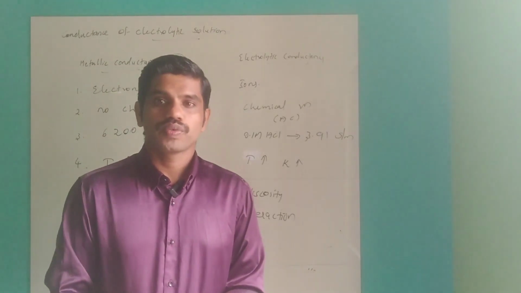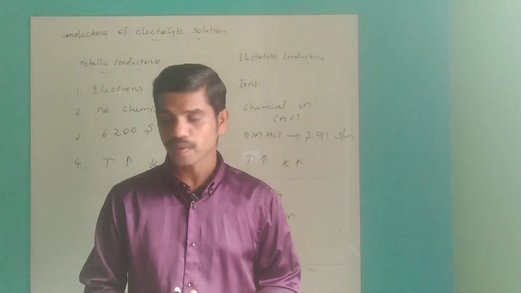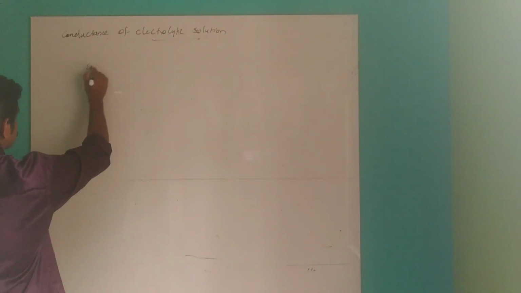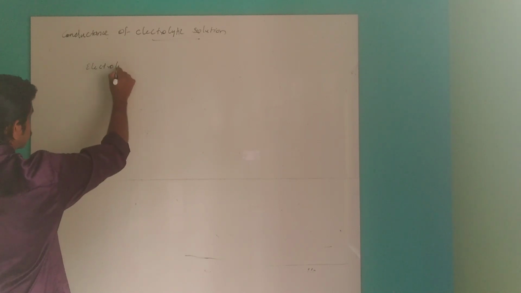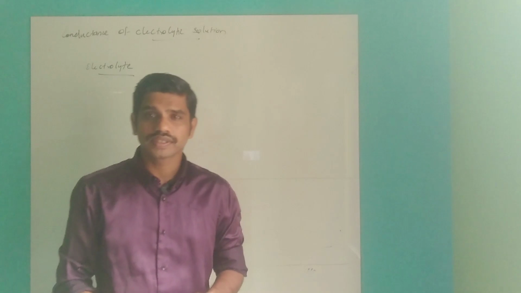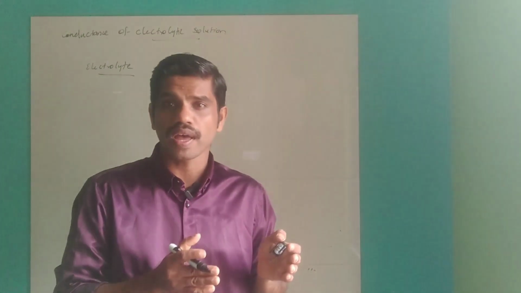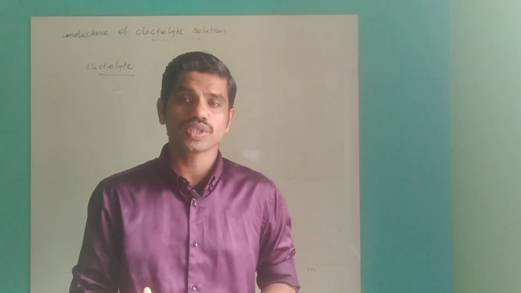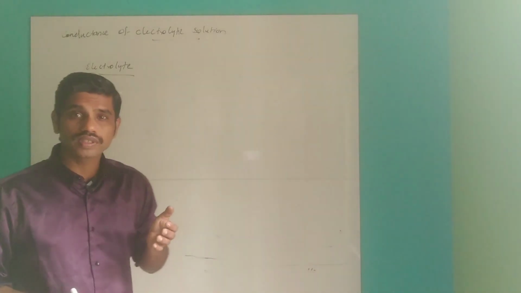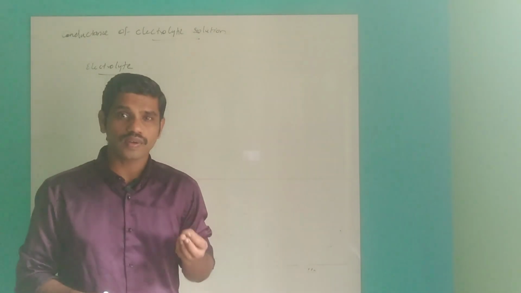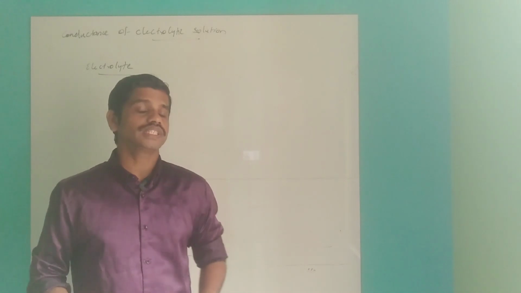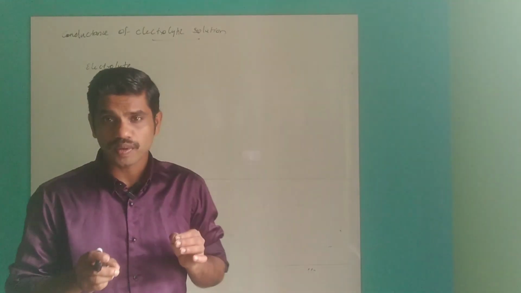Now we are moving to electrolytic conductance. An electrolyte means a substance which produces ions when in solution or in the molten state. That is called an electrolyte. For example, NaCl solution or molten NaCl are examples of electrolytes.